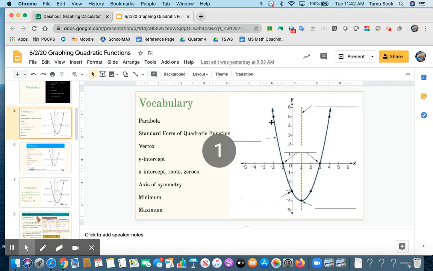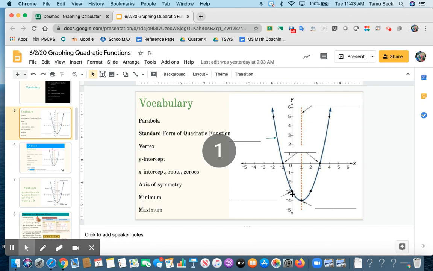Okay, here we have a parabola. The parabola is U-shaped. All quadratic functions are shaped as a parabola. The standard form of a quadratic function is ax squared plus bx plus c. The vertex is the highest point or the lowest point of the parabola. So in this case, the vertex is the ordered pair 1, -4.